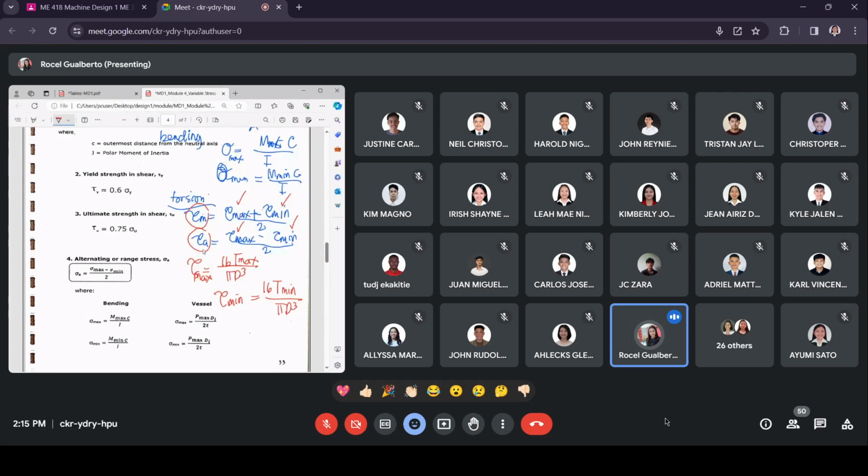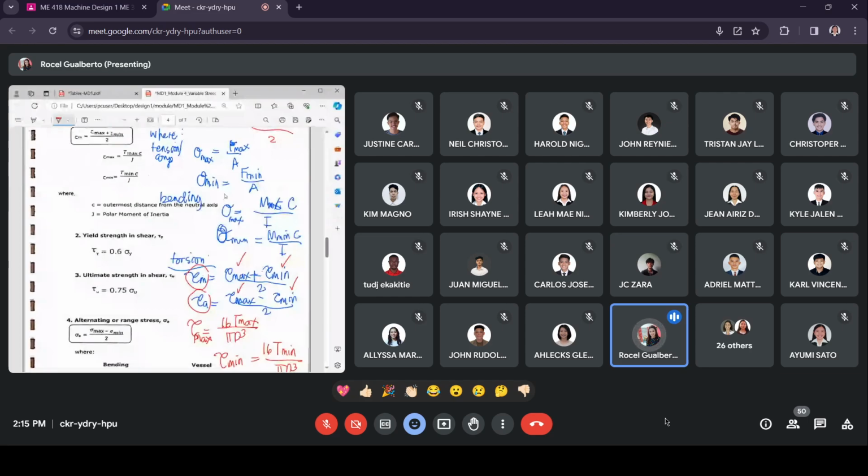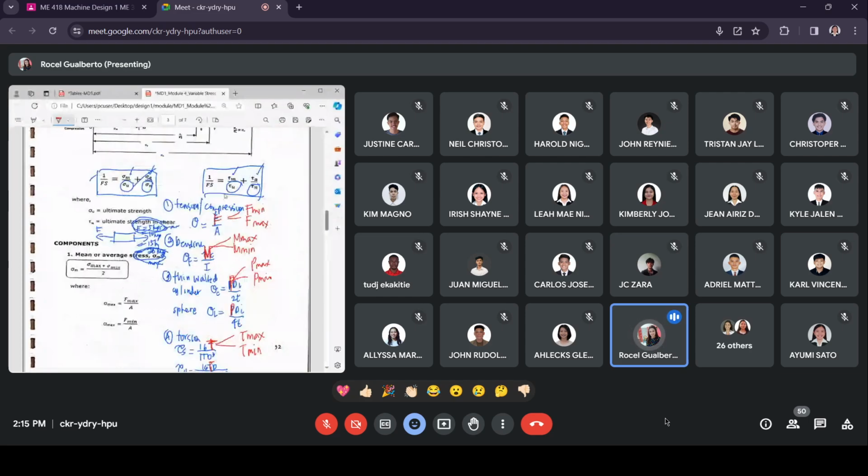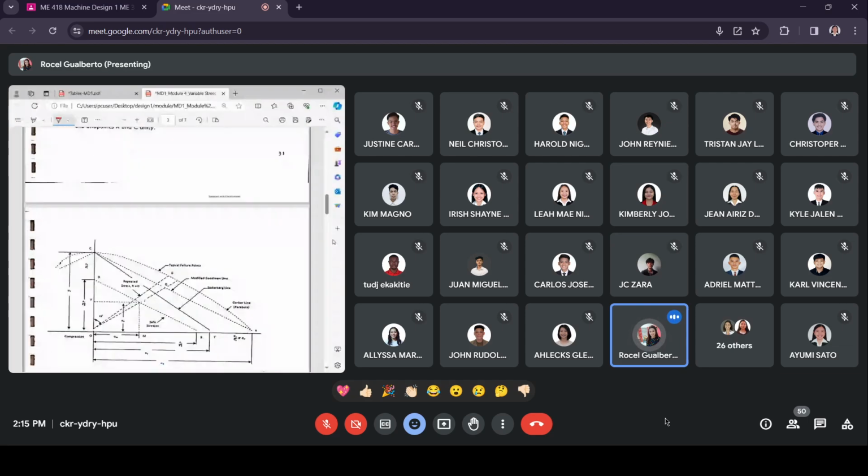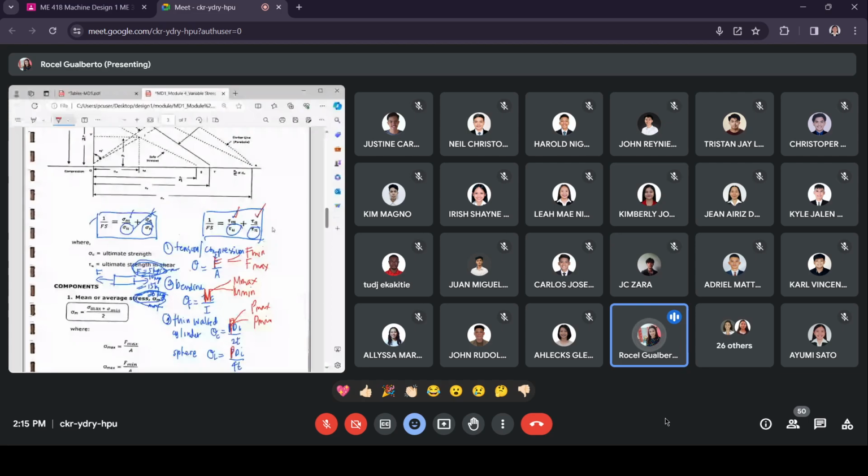These are the equations, okay? That is on torsion. So all of this are to be substituted to your Soderberg or Goodman equation. Yan po yung mga isa-substitute po natin dito: tau M, tau A, tau U, tau N. So all would be substituted to the Soderberg or the Goodman equation for you to obtain the diameter or the dimension. Pag na-substitute mo po lahat, you'll find there the dimension.